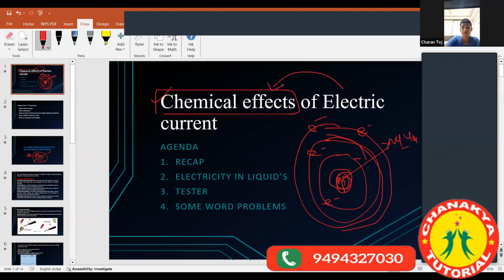Ma'am, heating effect and magnetic effect. Magnetic effect. Very good. Heating and magnetic effects. And now we are going to learn about chemical effects.